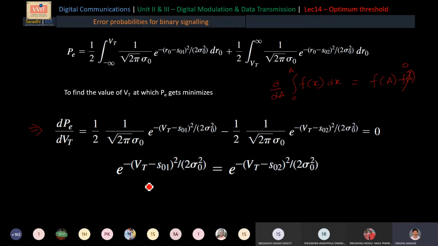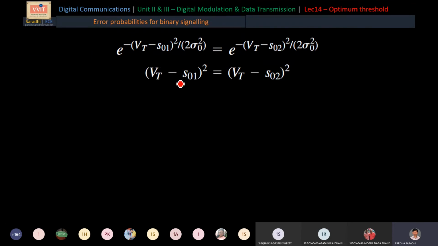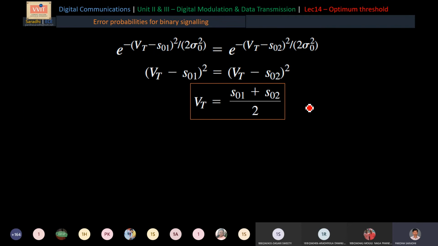Now let us solve it for Vt. All the common terms you take to the left side, right side, cancel all the common terms, and we are having exponents here so that the exponents can be equated. When exponents are equated, the Vt is obtained as this expression. Is this okay?